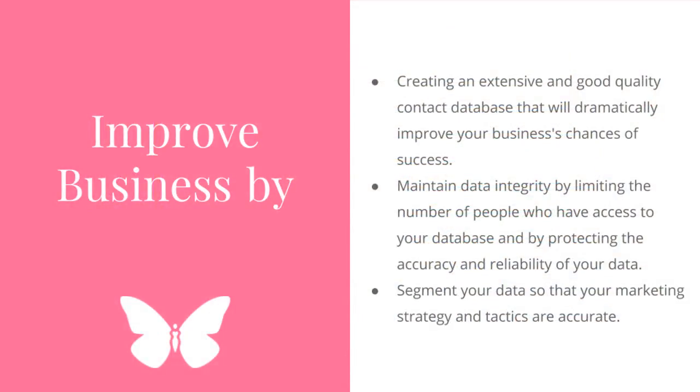Here's some more good information. You can improve your business by creating an extensive and good quality contact database that will dramatically improve your business chances of success. You can maintain data integrity by limiting the number of people who have access to your database and by protecting the accuracy and reliability of your data. And you can segment your data so that your marketing strategy and tactics are accurate. And so we're going to have a good look at that today when we look at the MailChimp way of taking care of your data. We're going to have a good look at segmenting and keeping your data current and accurate.